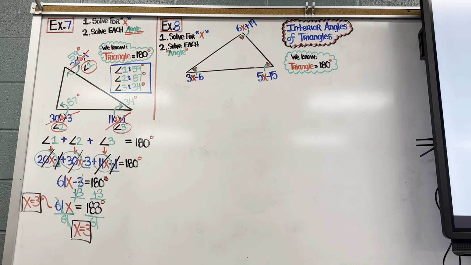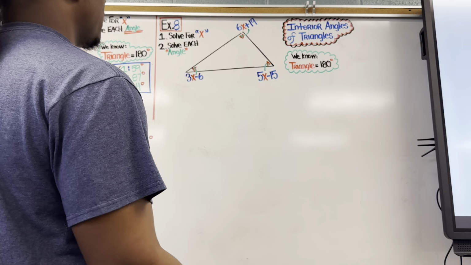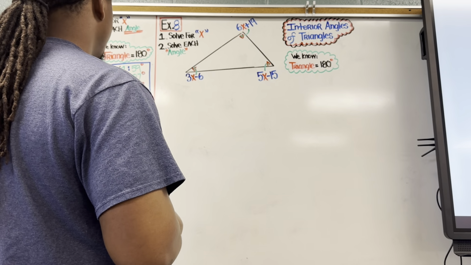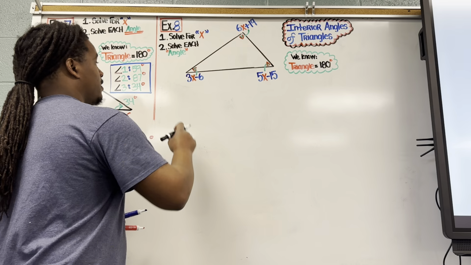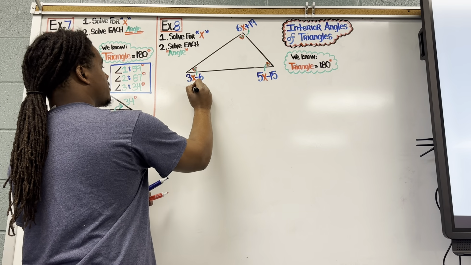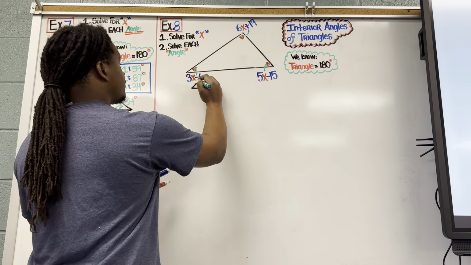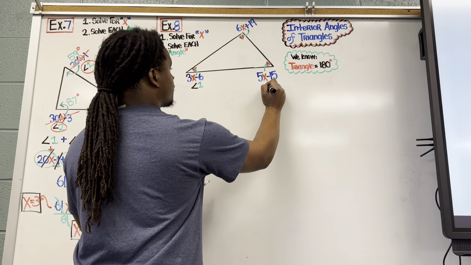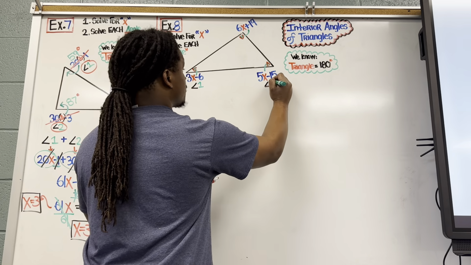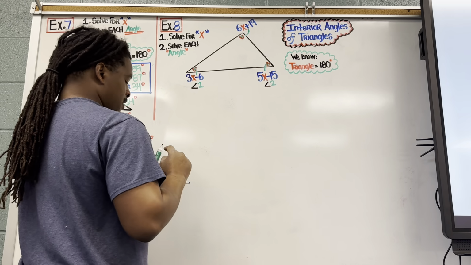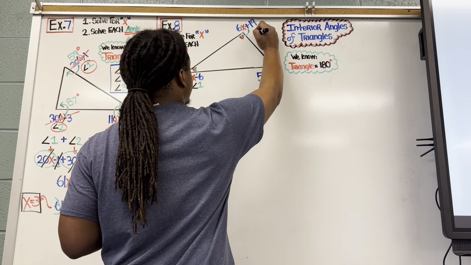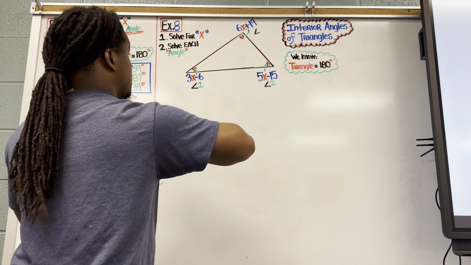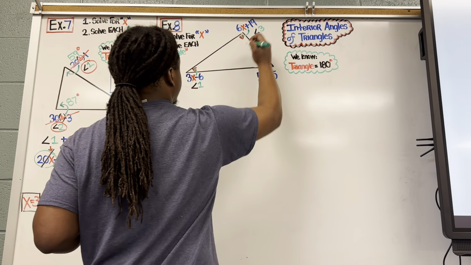Now, we have this other triangle over here, guys, in example 8, same process. Let's go ahead and label the interior angles. Let's just call this interior angle right here angle 1, right? This one, we're gonna label this one as angle 2. Once again, it doesn't matter which one you label as angle 1, angle 2, angle 3, as long as you label them as different names, okay? And then at the top, we're gonna label that as angle 3, okay?